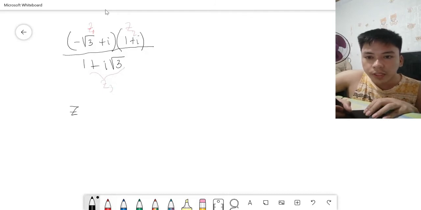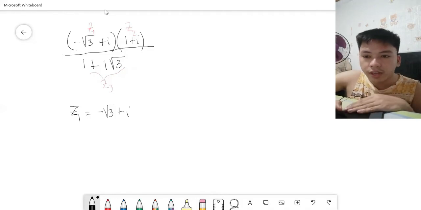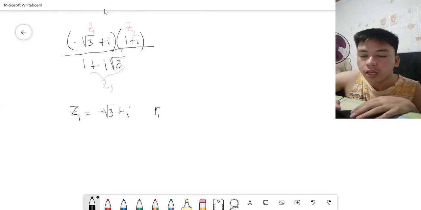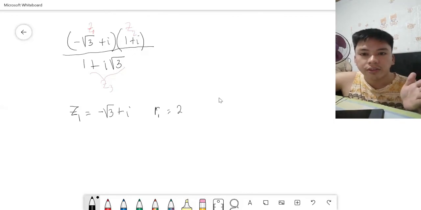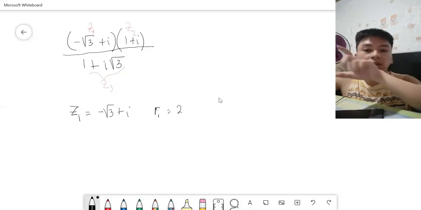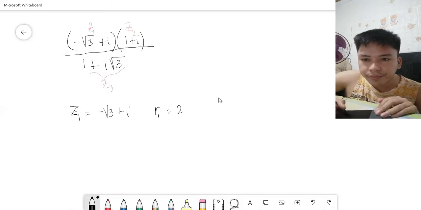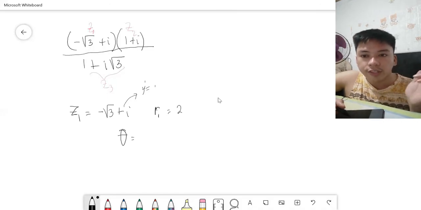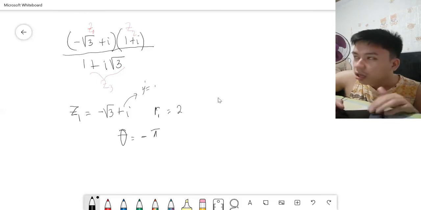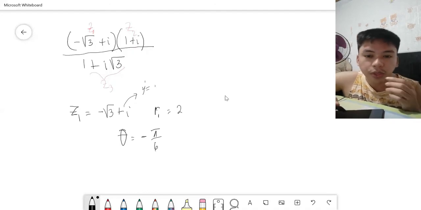So our z1 here is negative square root of 3 plus i. I'm going to denote r1 for the modulus of z1. So I take the square root of the square of square root of 3 plus the square of 1, so I have 2. Solving for theta, observe that my y here is 1 and my x is negative square root of 3. You may check in your trigonometry class that's pi over 6, or 30 degrees.